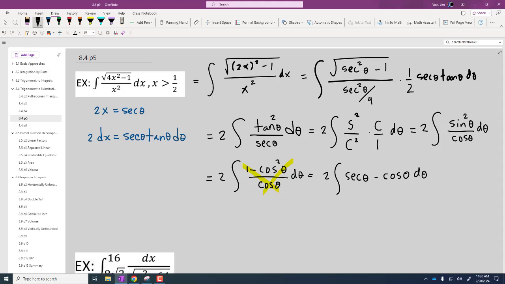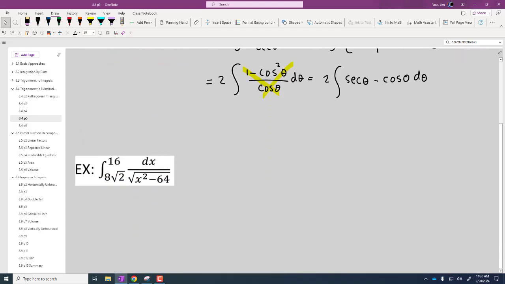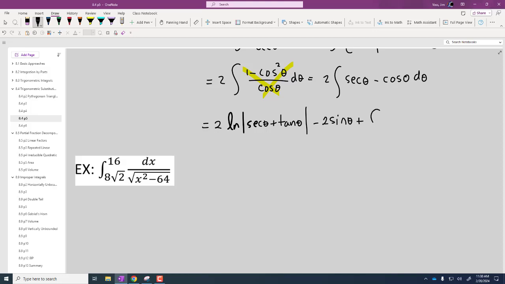And that gives us, well, we're right where we want to be. We can integrate both those functions. Secant's not fun, but livable. So secant, remember, is natural log of absolute value of secant plus tangent, minus the integral of cosine, which is sine. We'll distribute this 2 from the front. So we'll have that.